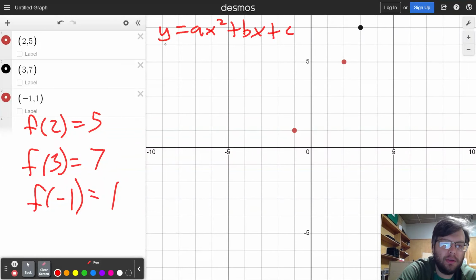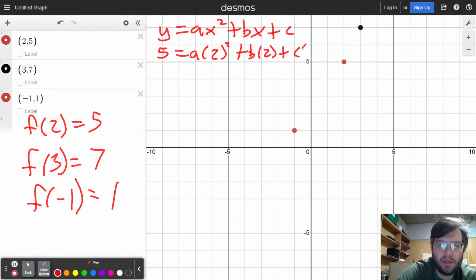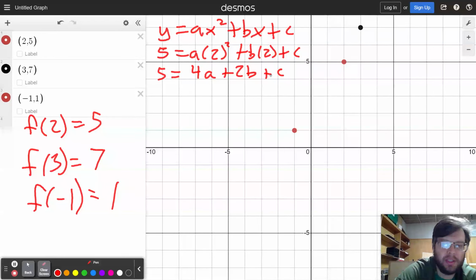Take your y value, plug it in for y. Take your x value, plug it in for x, and then go from there. So 5 equals 4 times a, because that's 2 squared, plus 2b plus c. Okay, not much more I can do with that.